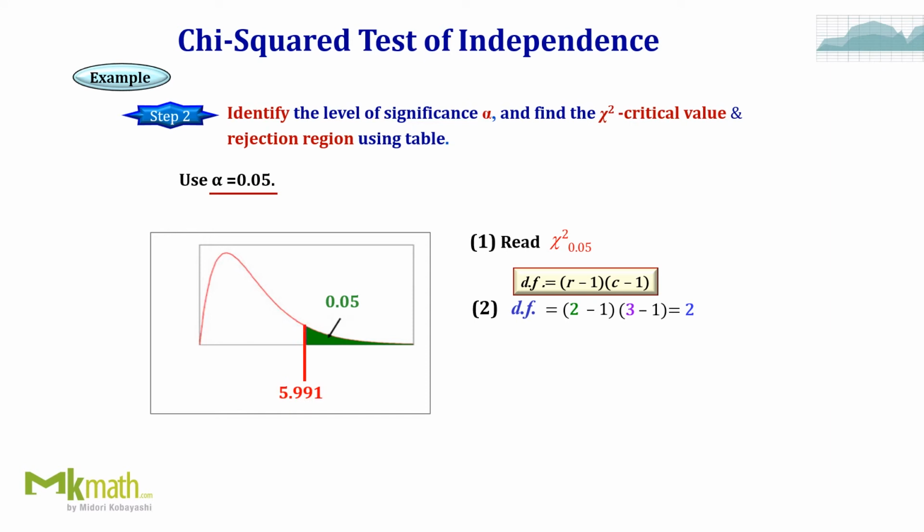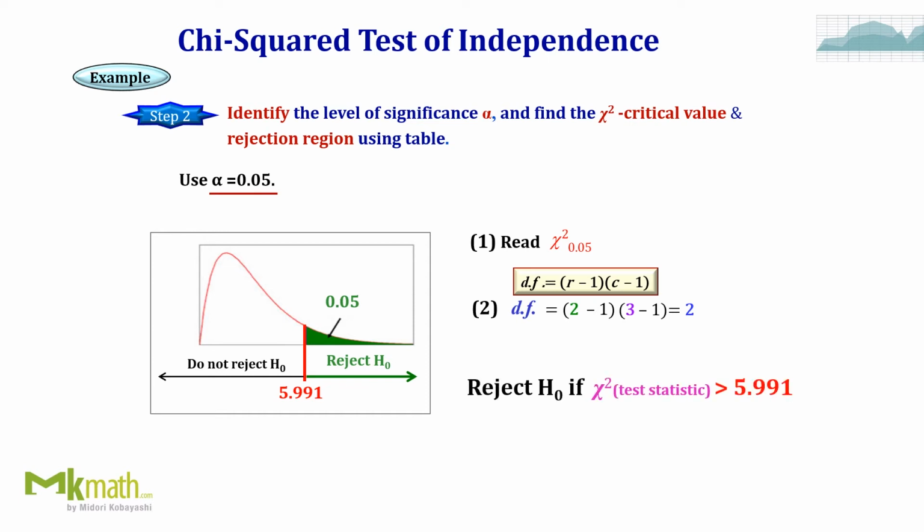Remember that chi-squared test use right-tailed test. So the rejection region should be the right side of 5.991. Therefore, the statement of the rejection region is as shown. Then calculate the chi-square test statistic in the next step.